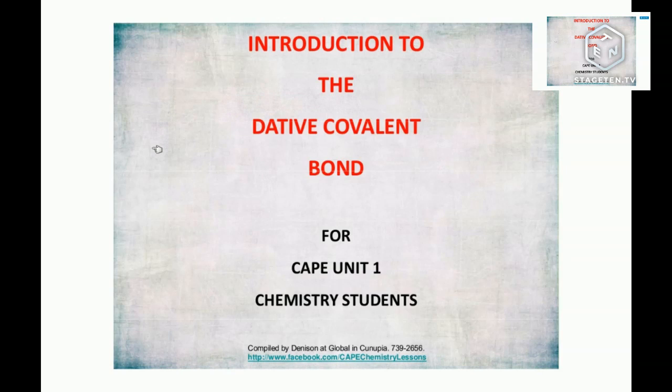Let's make sure that we understand that a covalent bond is the sharing of two electrons. Are we all clear on this issue? Are we all comfortable saying that a covalent bond is the sharing of two electrons? Because if we're not, then that's something we have to tackle.